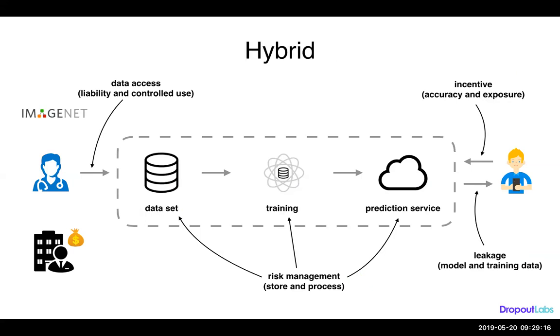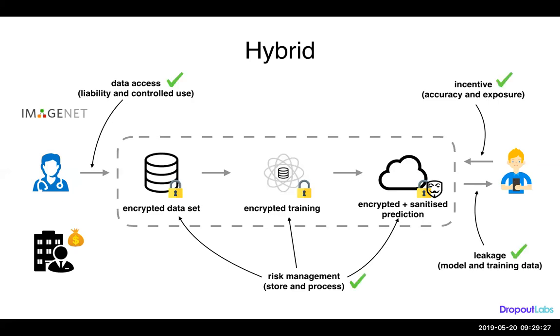Okay, so we can also mix the two. We can have this hybrid approach where we're both sanitizing data and encrypting the data. And if we do that, then we can get around the last few items as well. Then we can start to control the leakage of our data set.